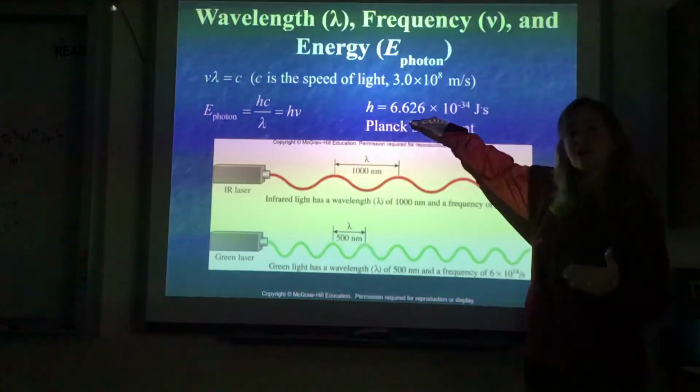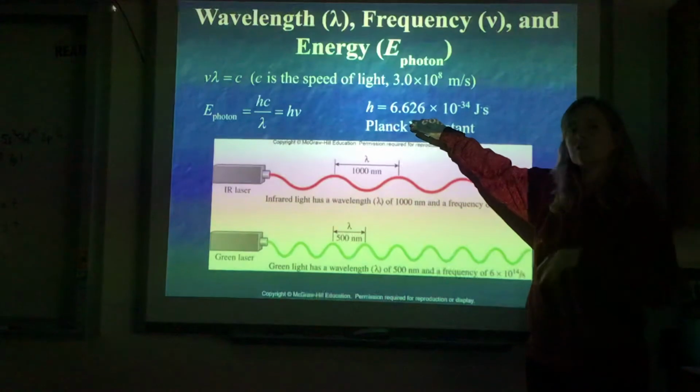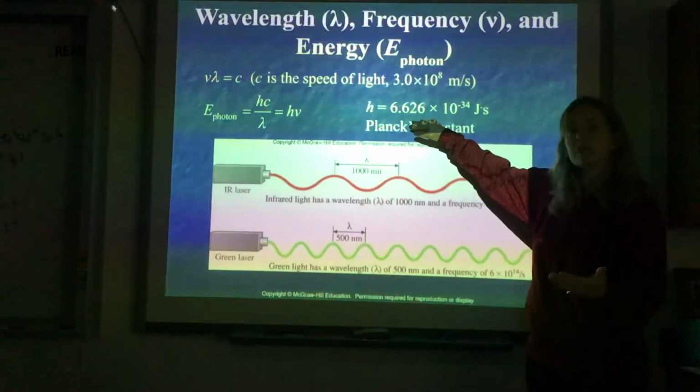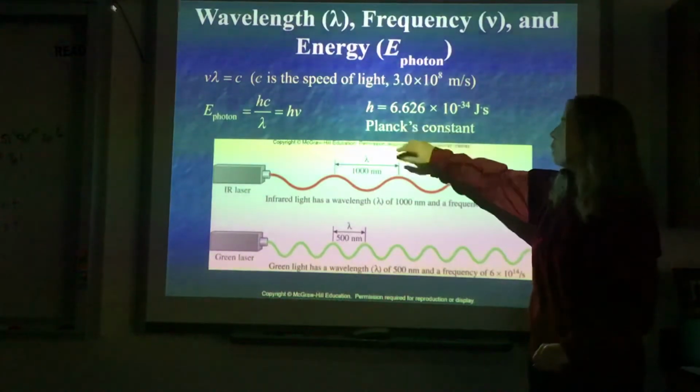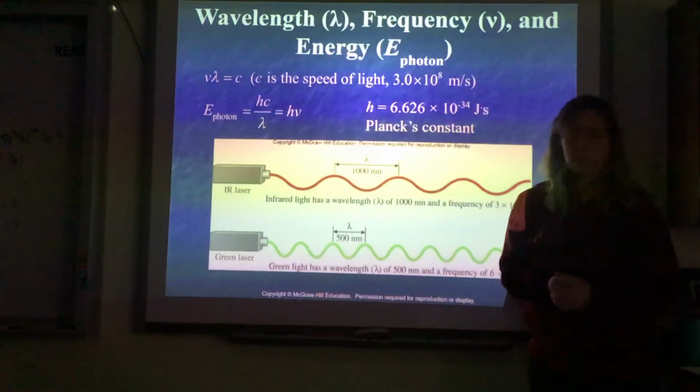Planck's constant is a constant that he derived using several equations. We're not going to really get into how he derived the equation because that's a little further than what we're going to be discussing in our class. But if you take college chemistry, they may actually go into that in more detail, okay?